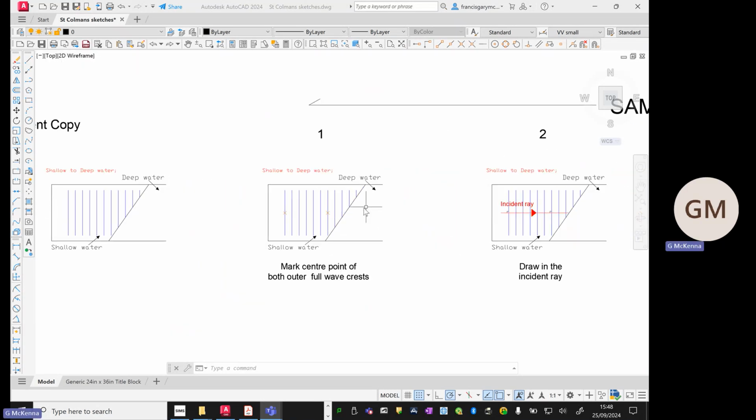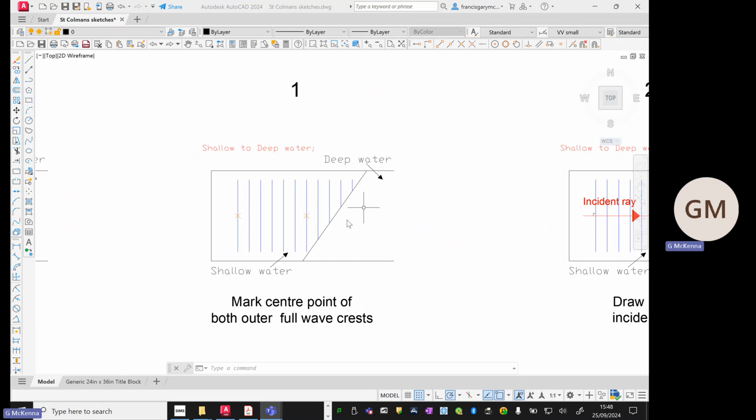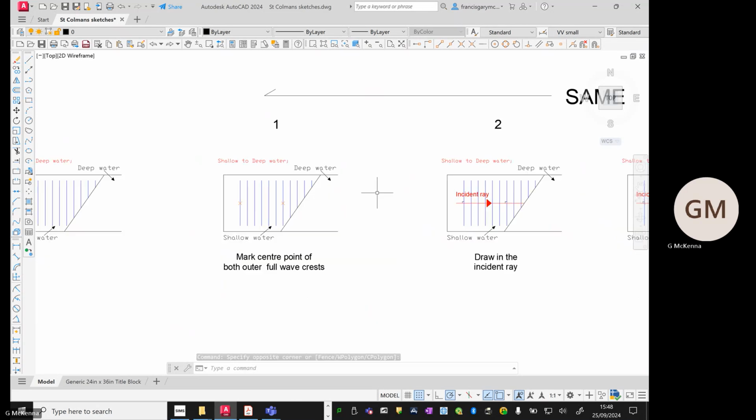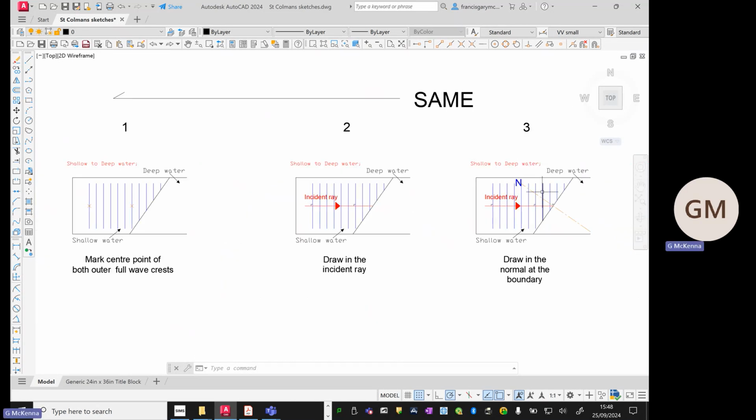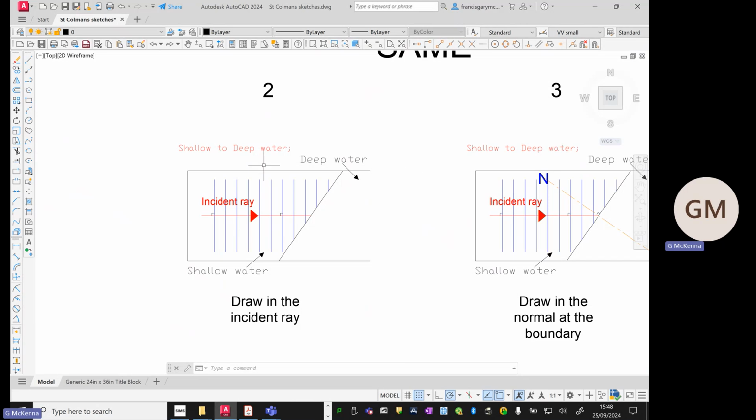Now the first phase is literally the exact same as the previous one: just mark the midpoint of your two full wave fronts, your two full wave crests, and then put a wee axe down at each location. Okay, number two, quite similar to the previous example, just add in the incident ray. Put your ruler down on top of the two axes, a straight line right through, put an arrow in there, and label that the incident ray as well, please.